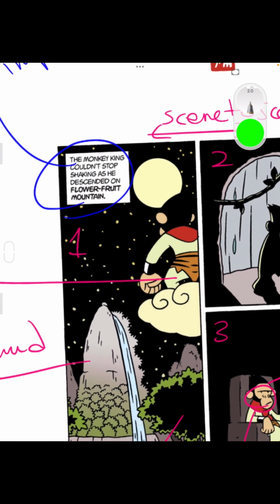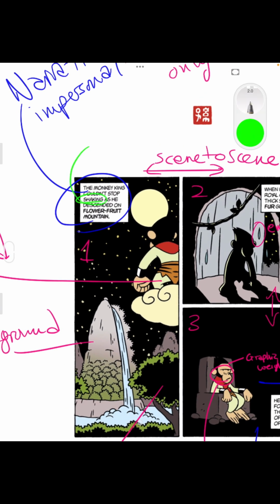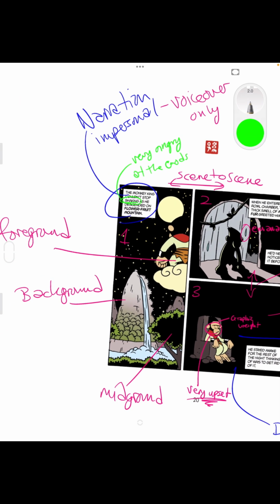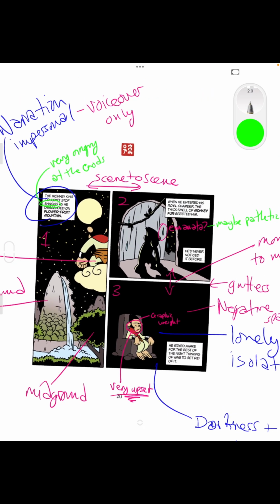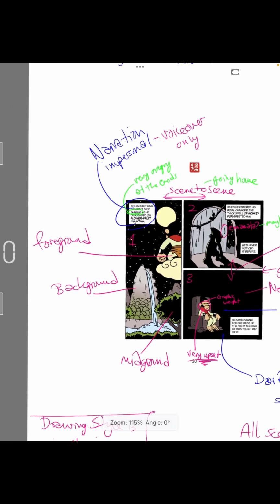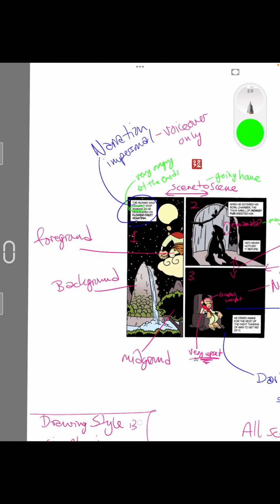So the voiceover here says the Monkey King couldn't stop shaking as he descended on Flower Fruit Mountain. And I think that shaking is very important, right? So shaking tells me that he is very angry, right? He's very angry at the gods. Okay, so that's my first thought there. And then the scene to scene represents him going home. Okay, so I'm just kind of clarifying that note. Foreground, background, midground, it all kind of relates to him going home. So I'm not going to spend too much time on that.